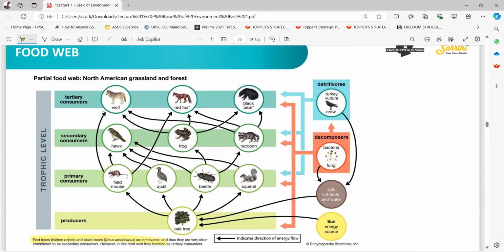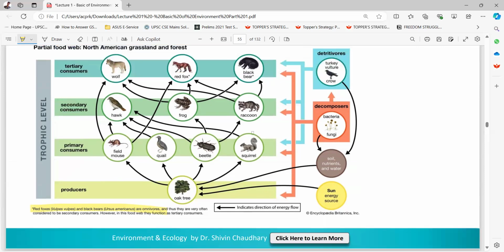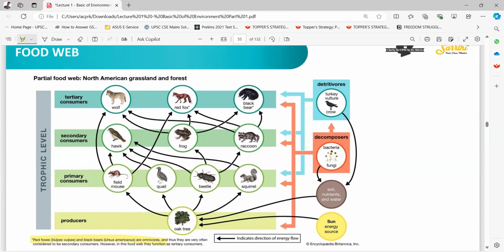Okay. Here you can see a food web. Sun, energy source; soil, nutrients, and water. Decomposers: bacteria, fungi. Detritivores such as turkey vulture, crow. Here producers are oak tree. Primary consumers such as field mouse, quail, beetle, squirrel. Secondary consumers: hawk, frog, raccoon. Tertiary consumers: wolf, red fox, black bear.